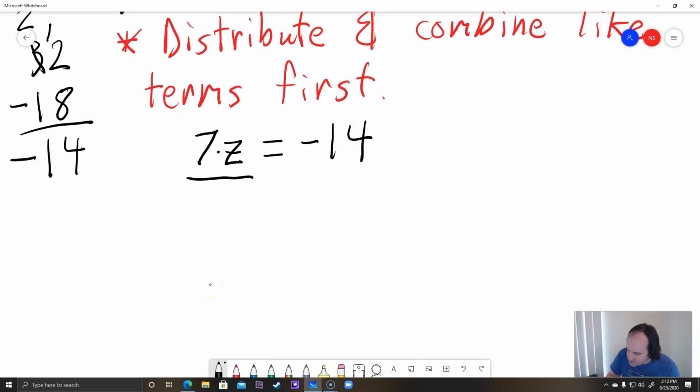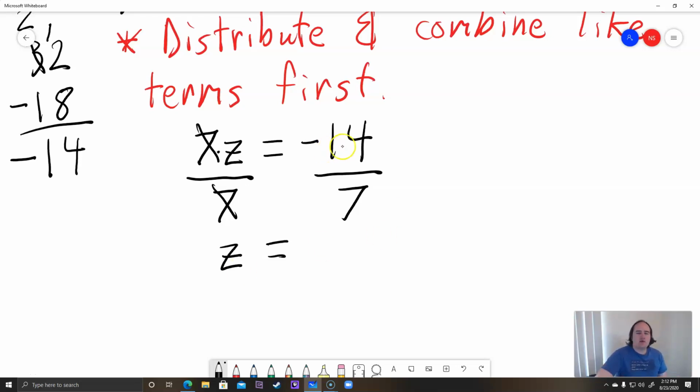So if I divide both sides by 7, on the left side, the 7s are going to cancel out, so we just get z, which is what we want. We want to isolate z. And then on the right side, negative 14 divided by 7, well, because there's a minus there, our answer is going to be negative. And then 14 divided by 7 is 2. So we get z equals negative 2.